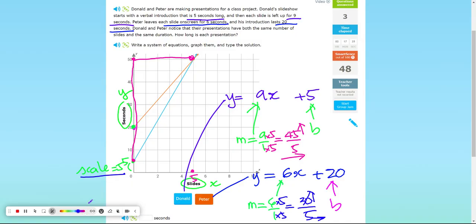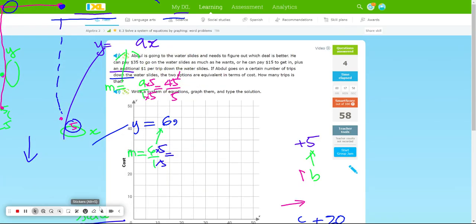So what does it mean? It means both Donald and Peter, their slideshows will be the same if they both have 5 slides, okay? And the time of their slideshow will be 50 seconds. So the answer box, they want seconds. So I put down 50 right there in the answer box. Submit. All right. Let's clear this out. Here we go.